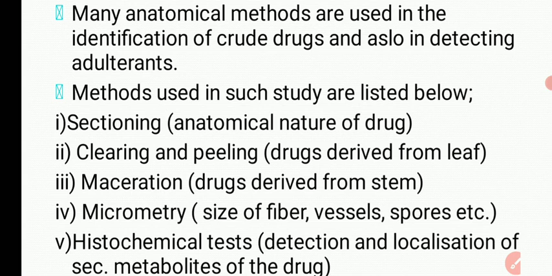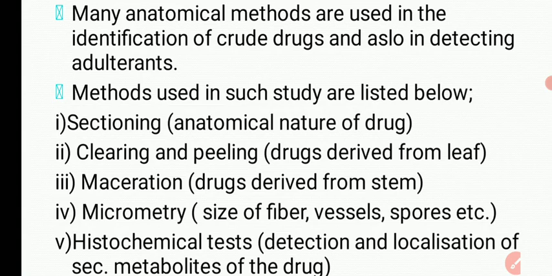And lastly, histochemical tests help in detection and localization of the secondary metabolites of the drugs. With the help of phytochemical tests, the chemical nature of therapeutic principles can be confirmed in drugs. So these are some importance of anatomy in pharmacognosy.